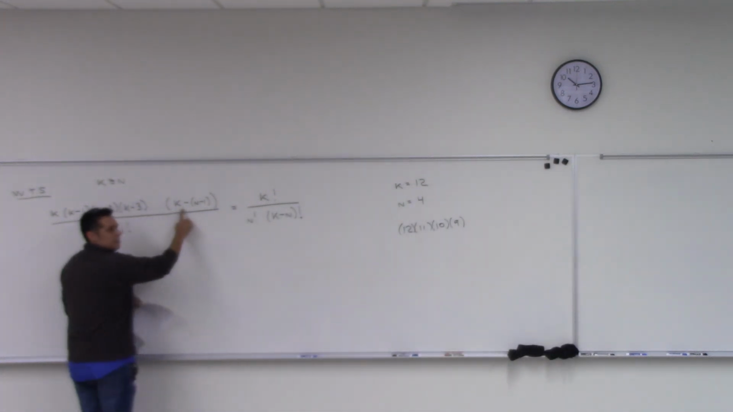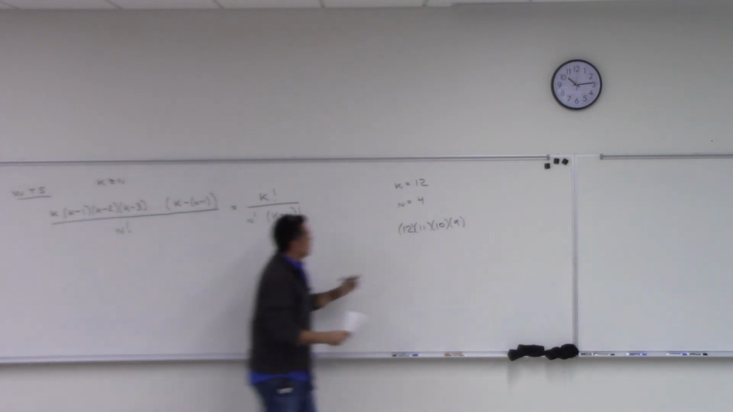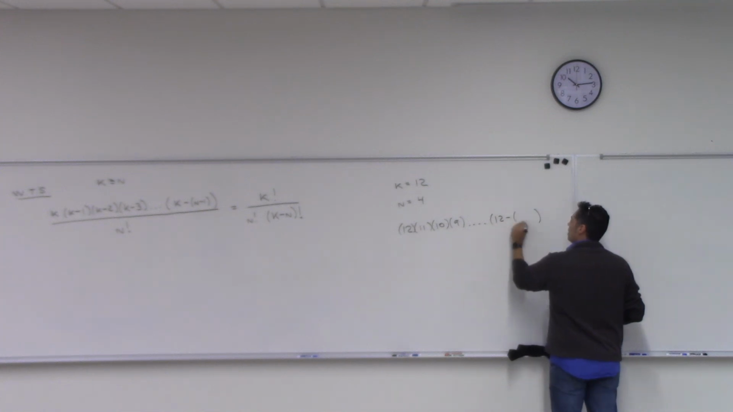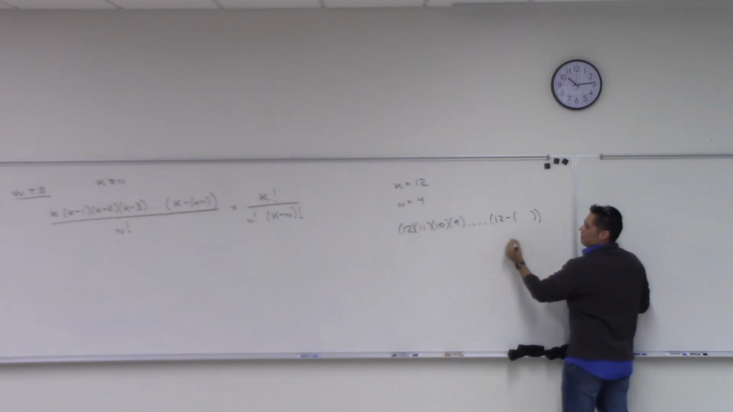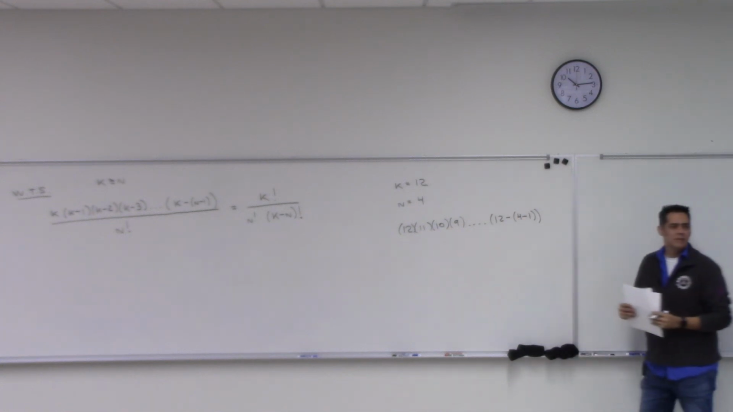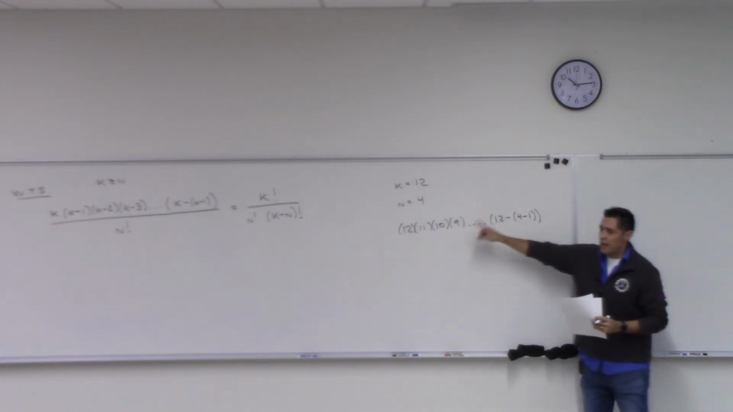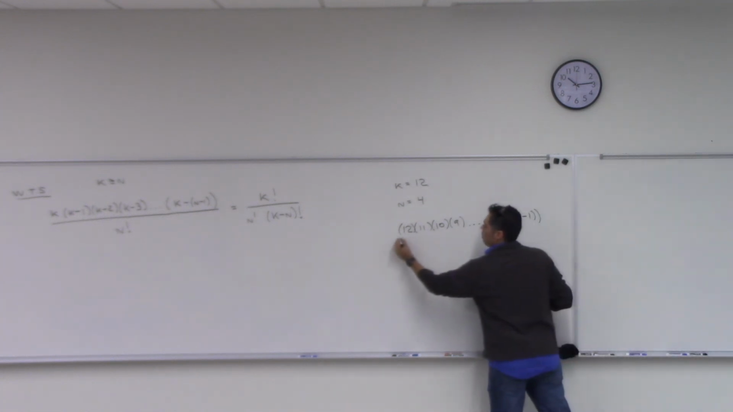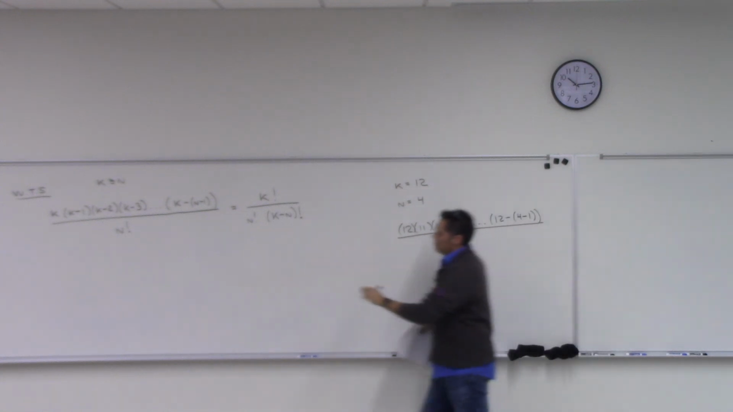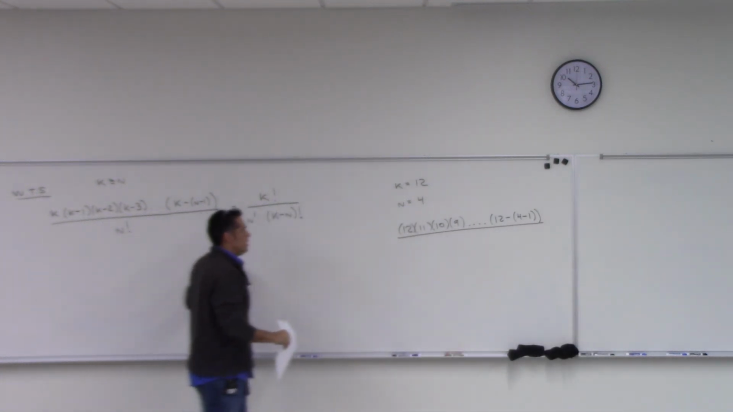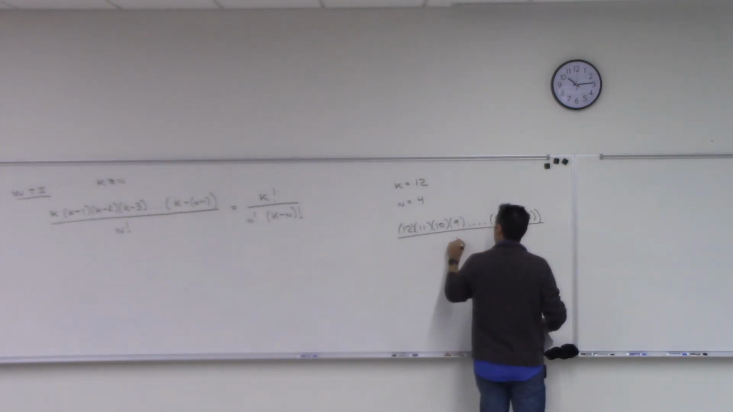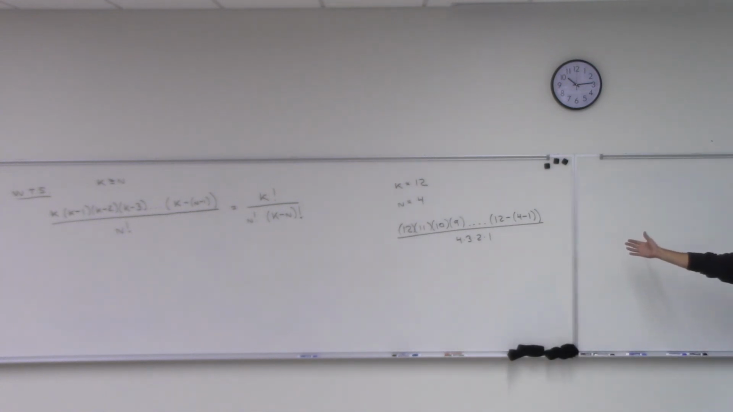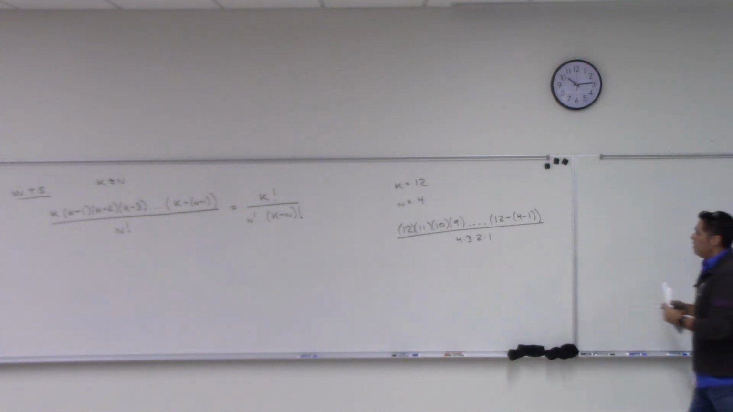I stop when I get to this. What would this be for us? I stop at 12 minus, what? 4 minus 1. Do y'all see? It's just me replacing the k with 12 and the n with 4. All over n factorial, which would be 4 factorial. So I'm going to say 4 times 3 times 2 times 1. Isn't that what the left-hand side is?